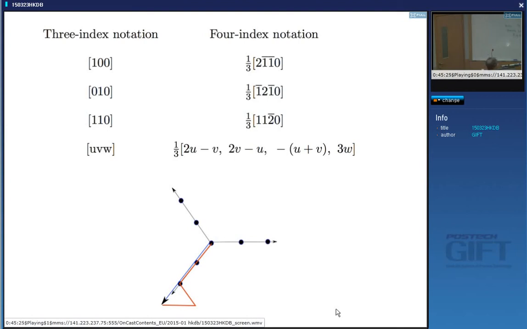And notice now that the directions, which are actually crystallographically equivalent, look crystallographically equivalent. Okay? Everyone happy with that?